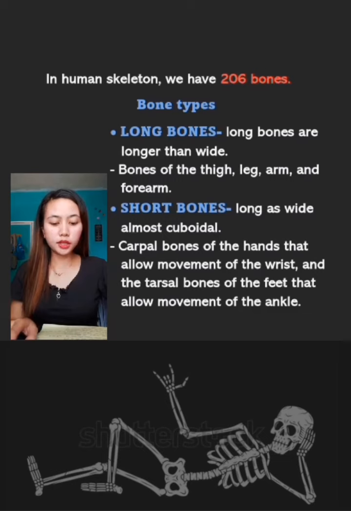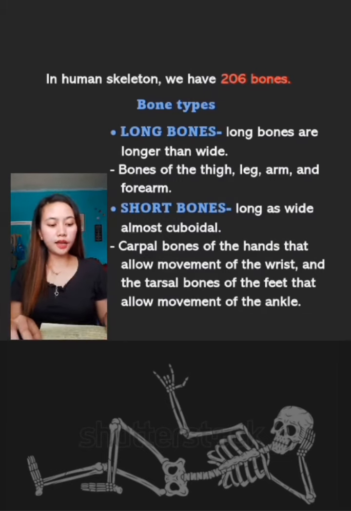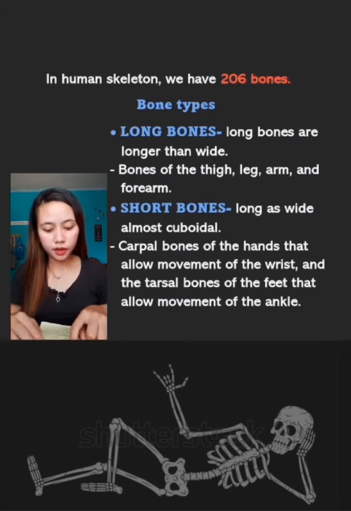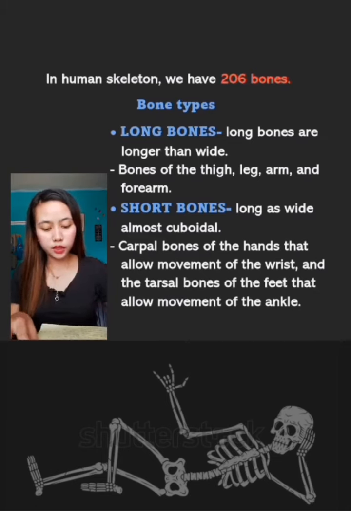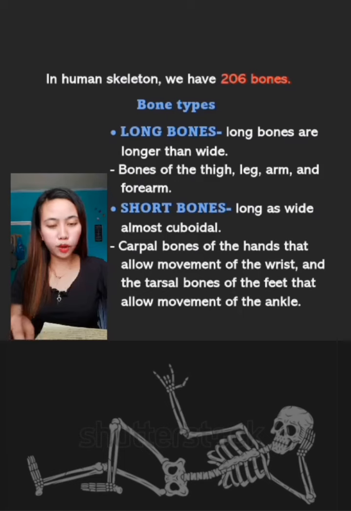The long bones are longer than wide. Long bones include bones of the thigh, leg, arm, and forearm. The second is short bones, long as wide, almost cuboidal. Short bones include the carpal bones of the hands that allow movement of the wrist and the tarsal bones of the feet that allow movement of the ankle.